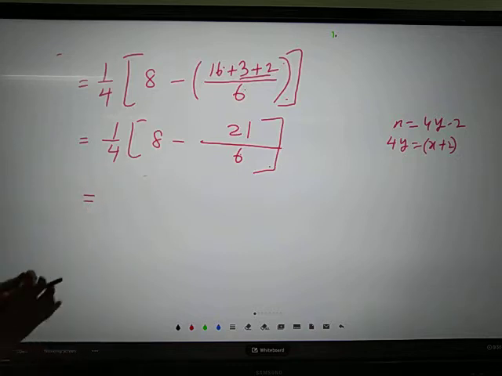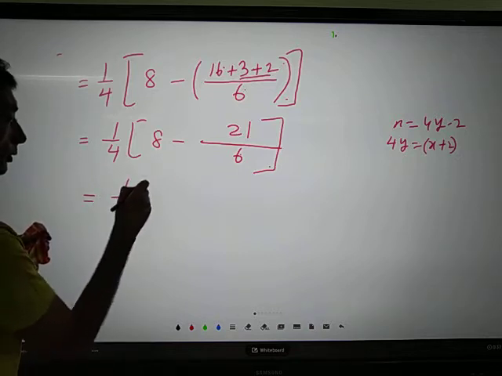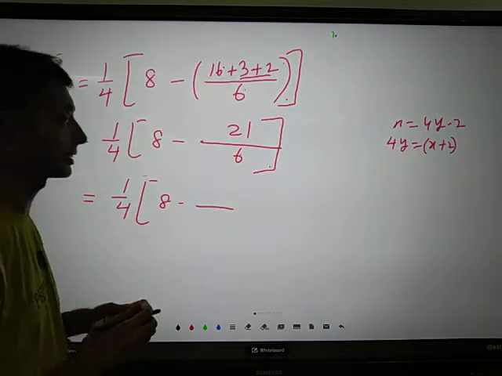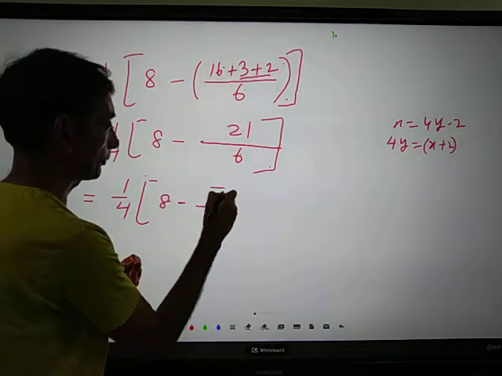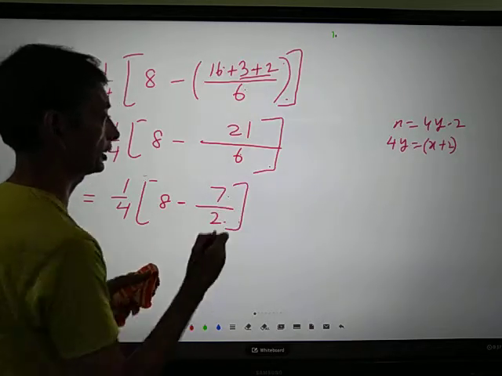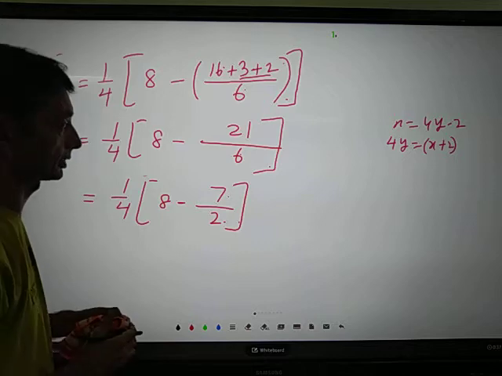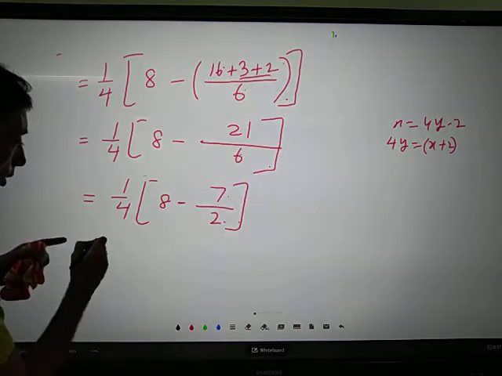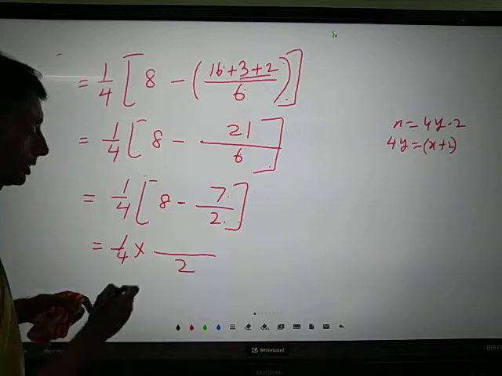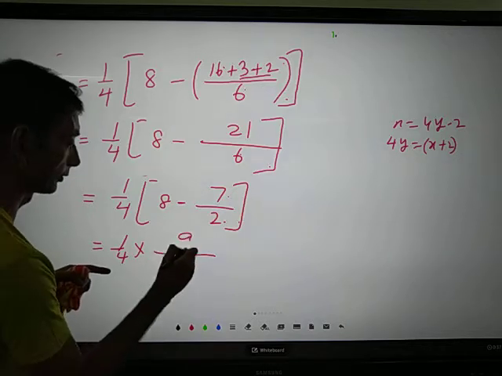Now, 1 by 4, so 8. So you can cancel this. If you cancel this, okay, 3, 7, right? 3, 2. Right? It's 7 by 2. If you cancel this, 3 7s and 3 2. So it's 1 by 4 and 2, 16 minus 7. 16 minus 7, that is 9.